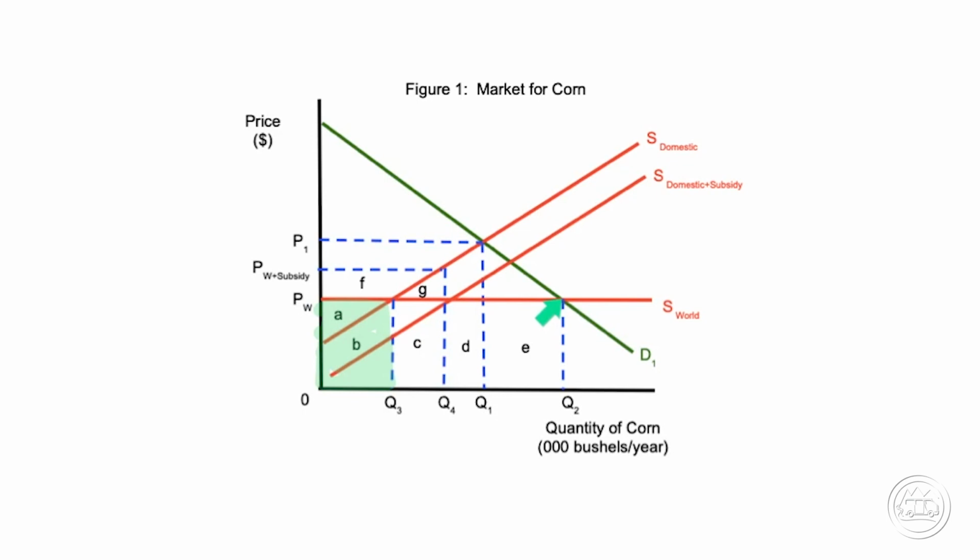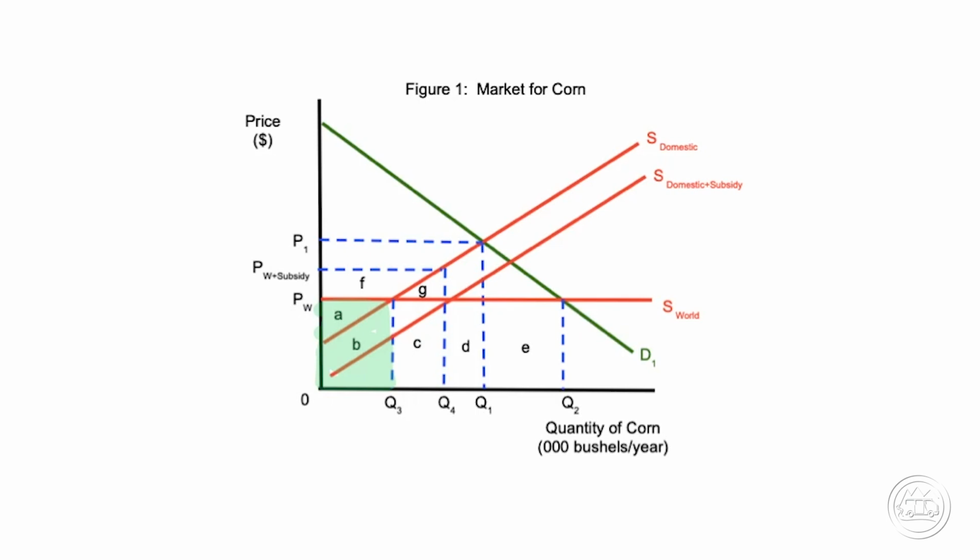Corn is still being sold in the marketplace. If you're a consumer, you can go out and buy corn for how much? For PW. That's pretty cool. So there's less misallocation of resources for a protective subsidy than there is for a tariff. Okay.